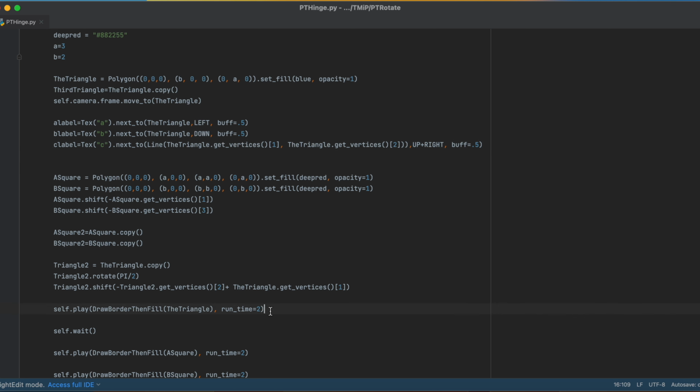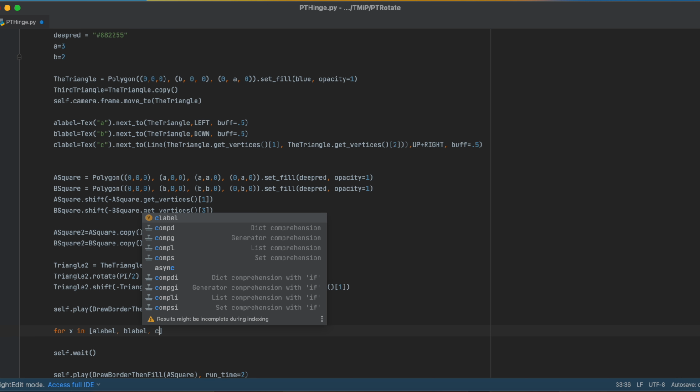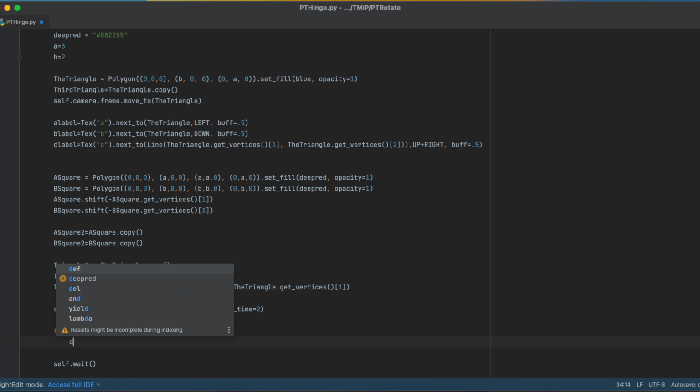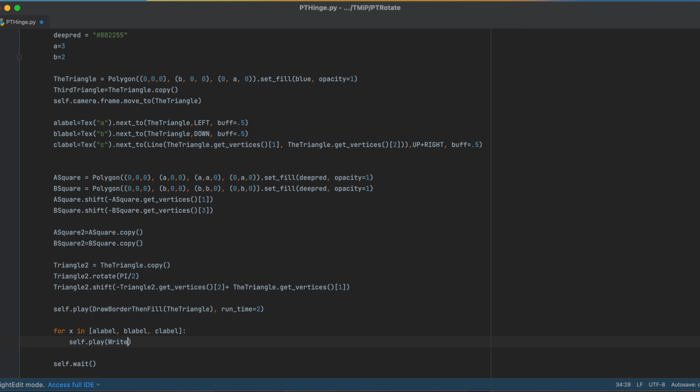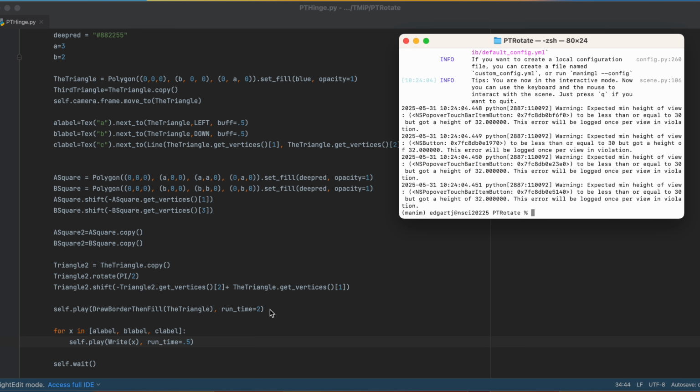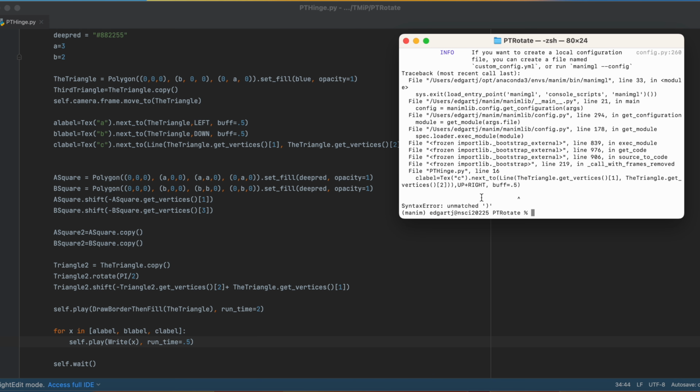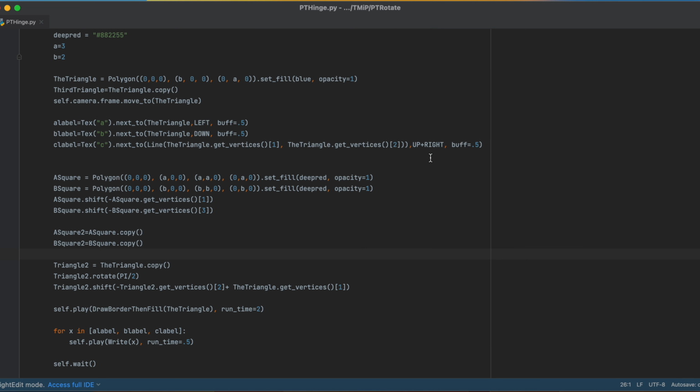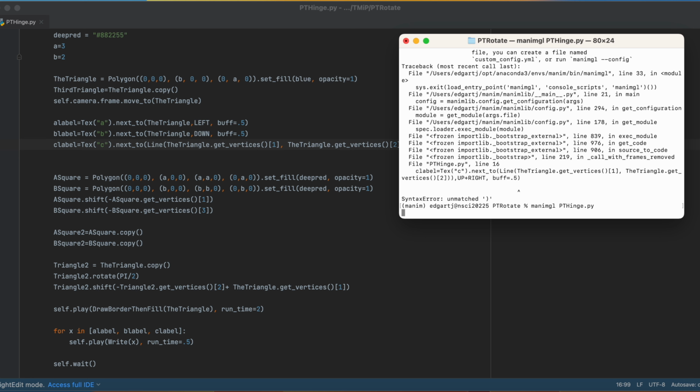So after we draw the triangle for X in, so we can do A label, can do a for loop, B label, and C label. We can self.play, we can write the object X. And since there's short letters, I'm going to make the runtime 0.5. So let's try this real quick and see. Oh, so it didn't like that. I've got some unmatched vertices. So I want to do next to the line. I want to close the line off, which I did right there. Okay. And so let's see what this looks like.